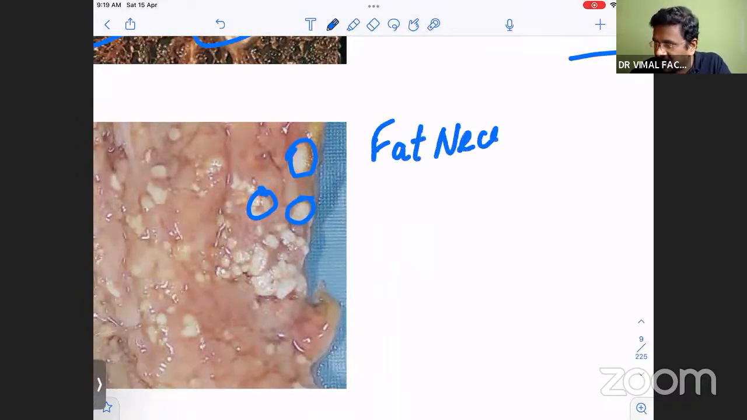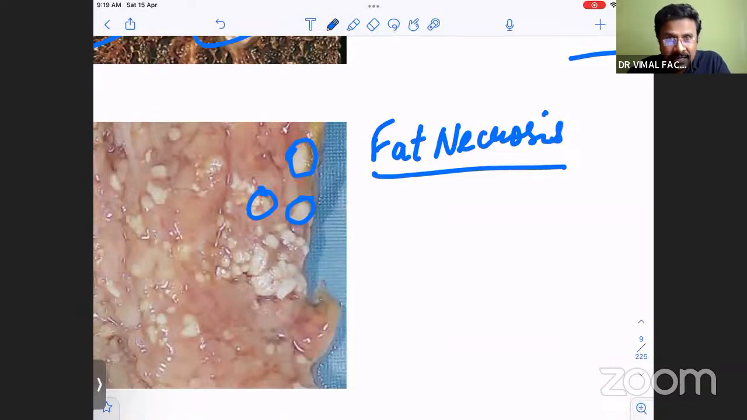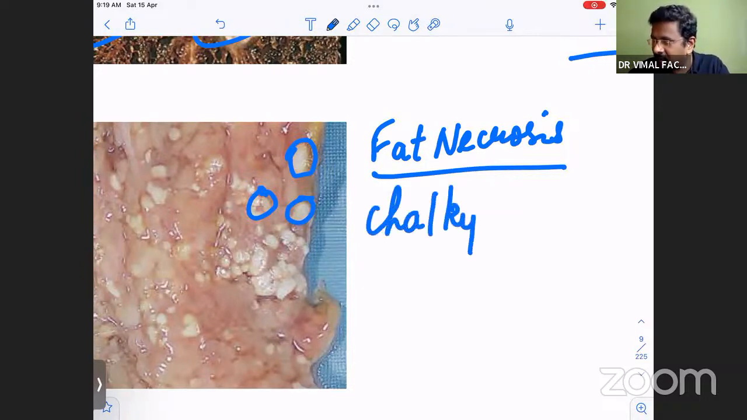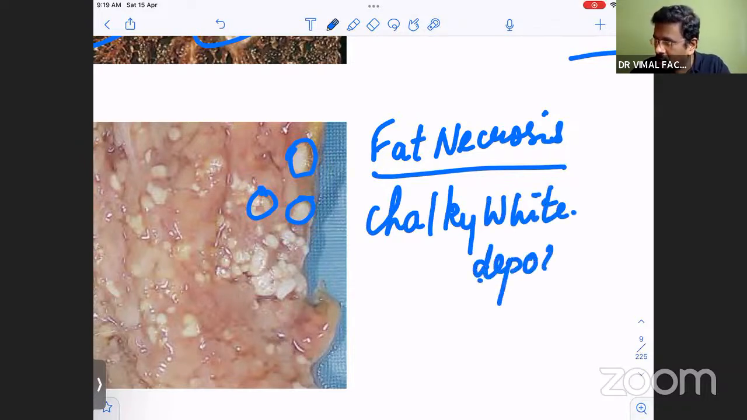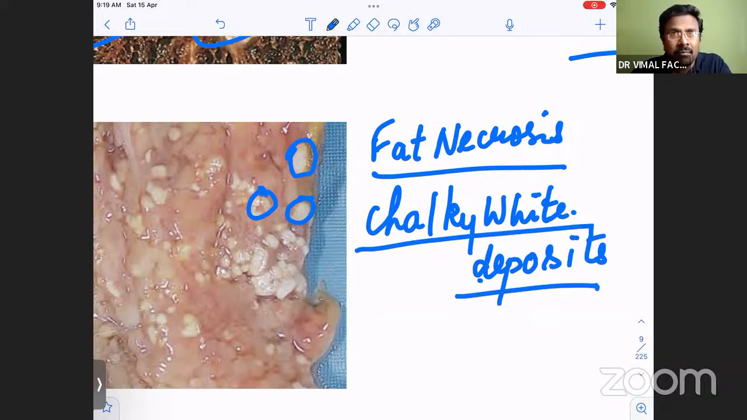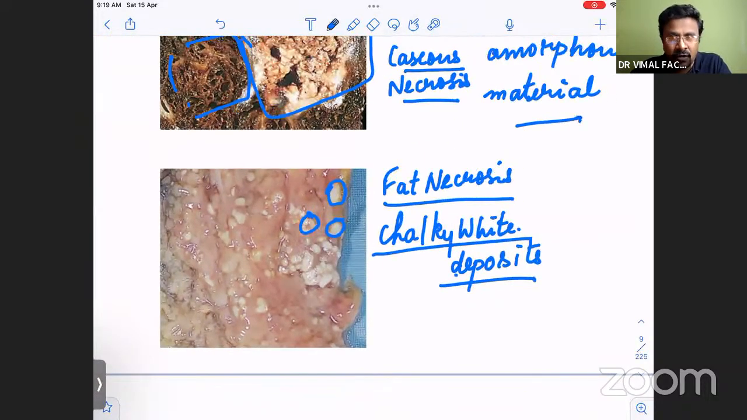In fat necrosis, in a fat-rich organ like the omentum, you can see these white structures. What are these things? These are called chalky white deposits. So chalky white deposits are nothing but fat necrosis. Usually you will see fat necrosis in acute pancreatitis.